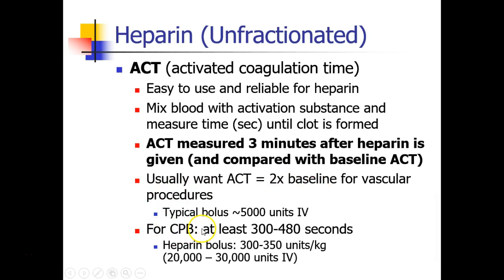Patients who are going on cardiopulmonary bypass will want a much higher ACT, usually at least 300 to 480 seconds. And for these patients, the heparin bolus is often around 300 to 350 units per kilogram. So we're talking about 20,000 to 30,000 IV units of heparin.